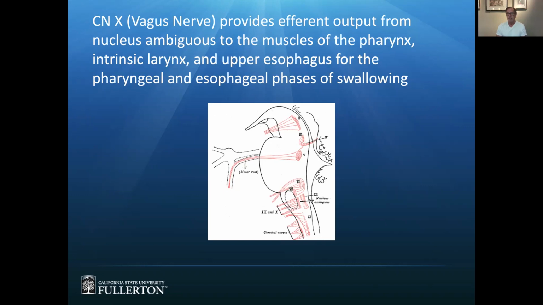That's what's going on there. The nucleus has the cell bodies, and the nerves have the axons. They go to the muscles. In the case of the efferent, they go to the muscles and make them contract.